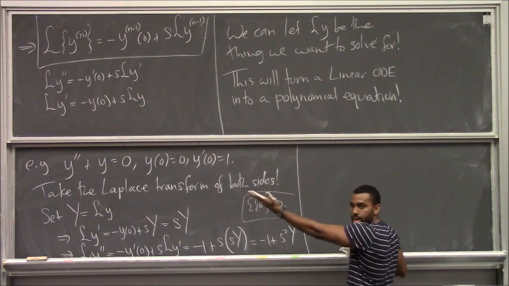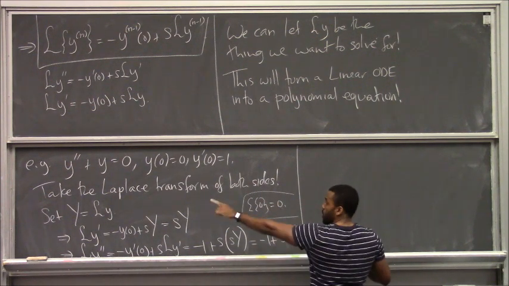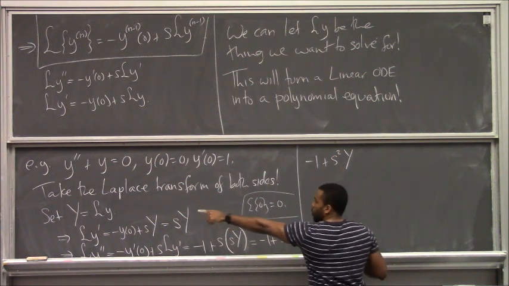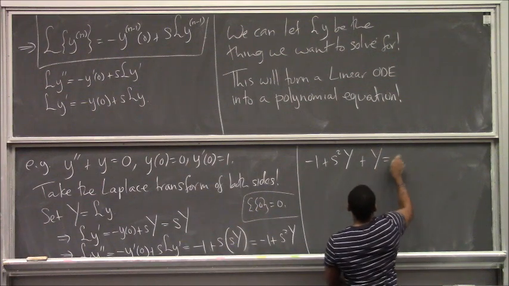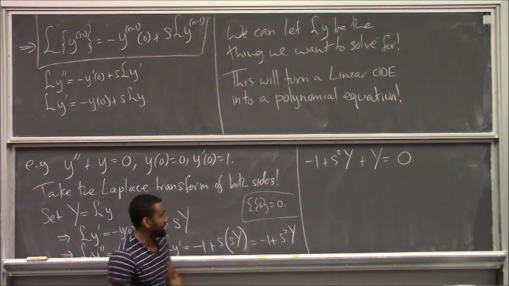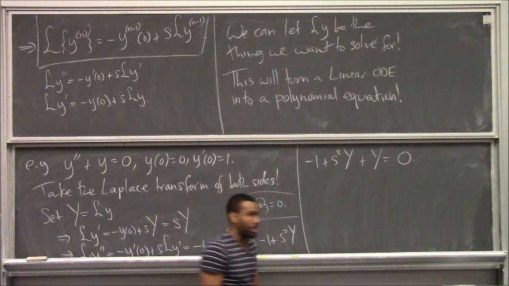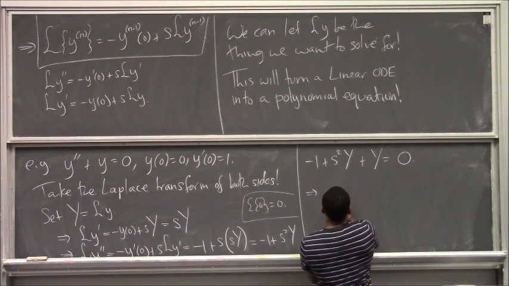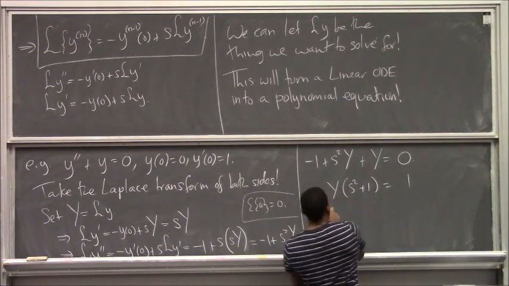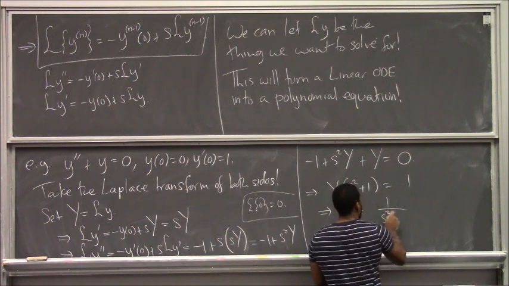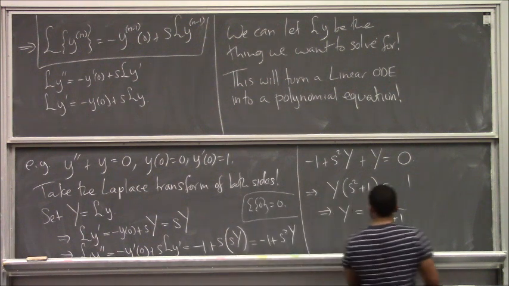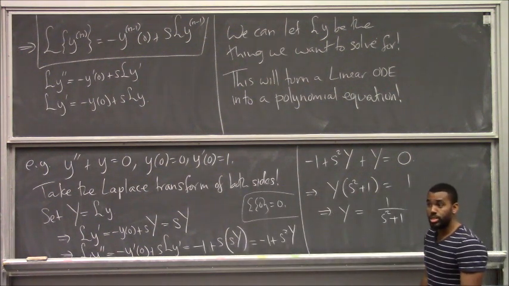Now go and plug these in. Plug this in for y double prime. Plug Y in for y. Then solve for Y. That's a polynomial equation. In fact, that's the nicest polynomial, a linear equation in Y. So you factor out the Y, add 1 to that side, and solve for Y as if it were a polynomial. That's the Y. That's actually the solution to the differential equation.